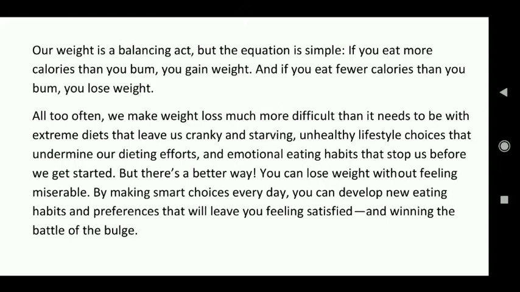But there is a better way. You can lose weight without feeling miserable. By making smart choices every day, you can develop new eating habits and preferences that will leave you feeling satisfied and winning the battle of the bulk. Okay, here is the end of the reading passage. Okay, so you can just read in mind.